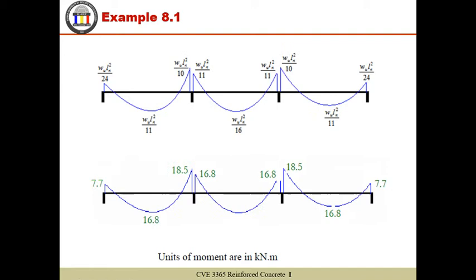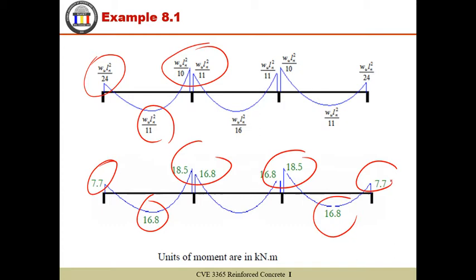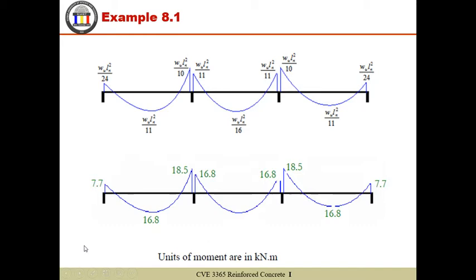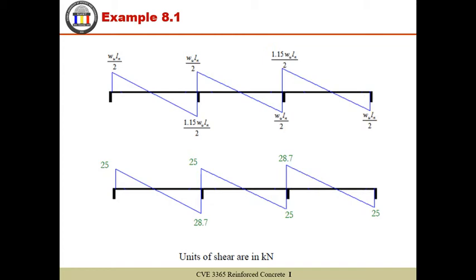This is the moment diagram, same as the beam. As you can see, the maximum positive value is 16.8, the maximum negative value is 18.5. You need to design for these two values. This is the shear diagram. As you can see, the maximum shear force is 28.7. All units are in kilonewton.